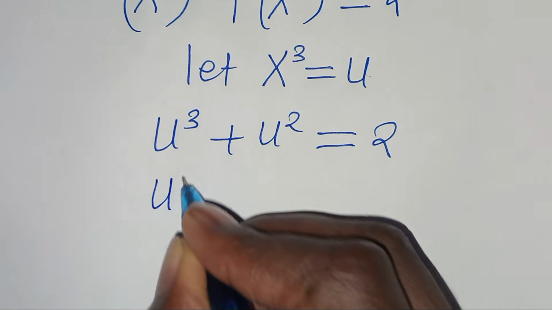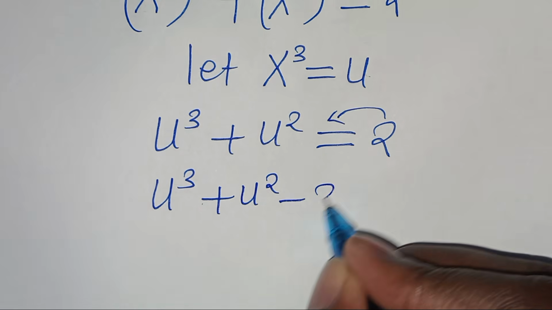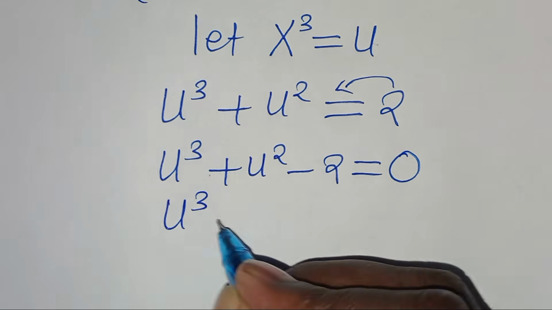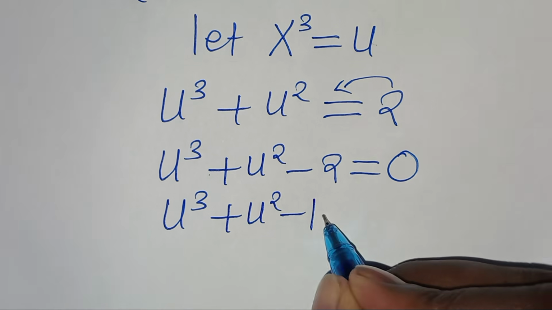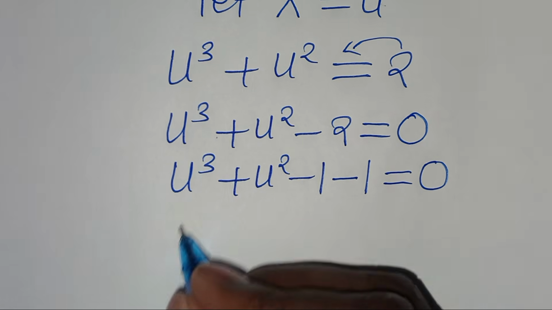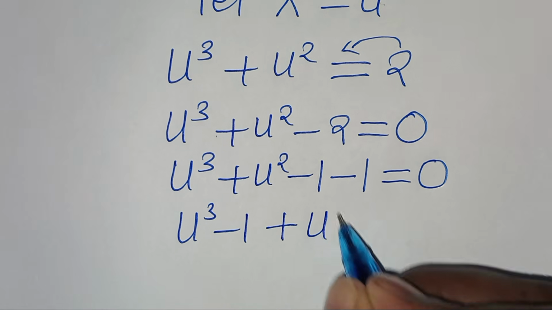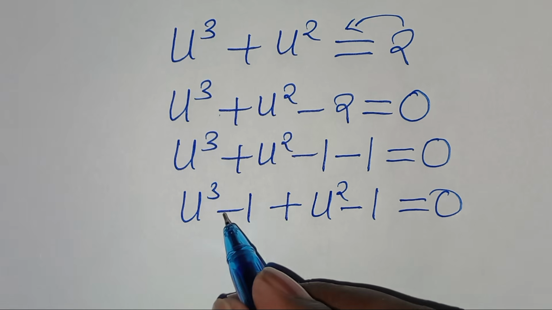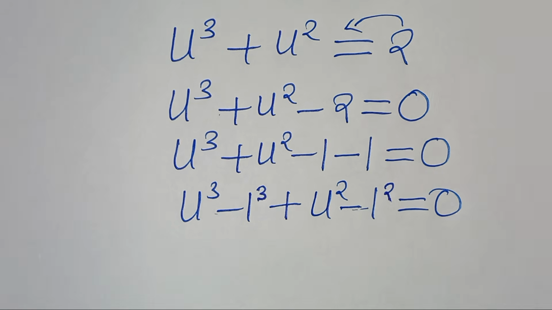So we have u to the power of 3 plus u to the power of 2. Let's take 2 on the left hand side. So this is minus 2, equal to 0. So this is u to the power of 3 plus u to the power of 2 minus 2, which you can express as minus 1, minus 1, equal to 0. Now this is u to the power of 3, subtract 1, then plus u to the power of 2, subtract 1. This is equal to 0. We can express this as minus 1 to the power of 3 and minus 1 to the power of 2.